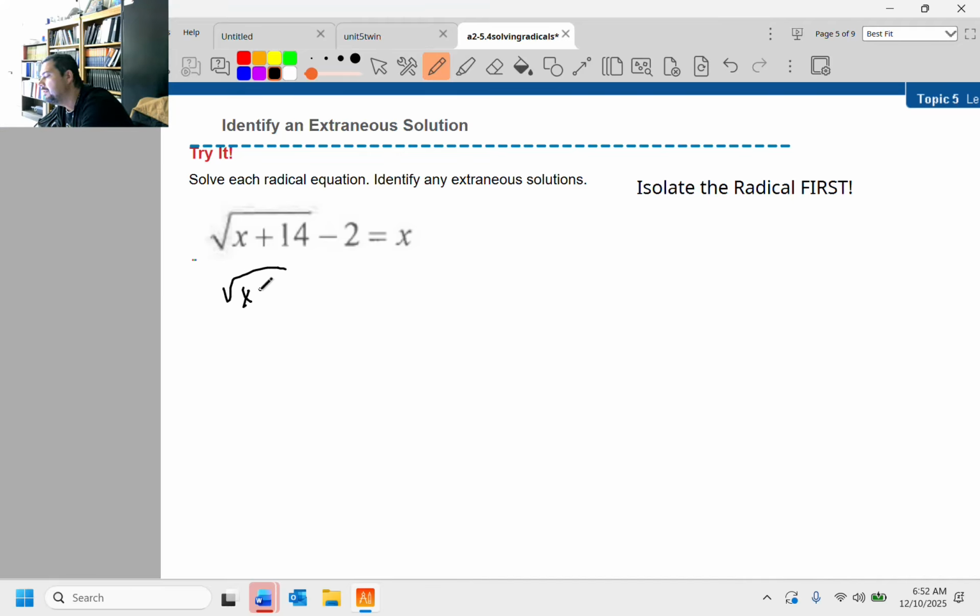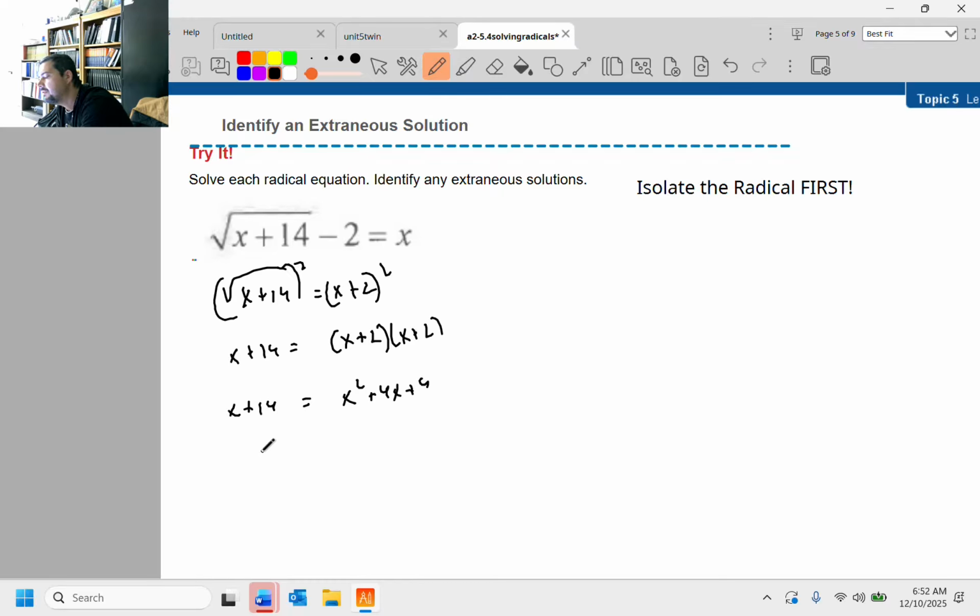So that's going to give you the root of x plus 14 equals x plus 2. The opposite of a square root is a square. If you're going to square x plus 2, you're going to have to write it twice. If you don't write it twice, you have already failed my class. X plus 2 times x plus 2 is x squared plus 4x plus 4. Left-hand side still x plus 14. Set it equal to 0, so hopefully you can use the zero product property.